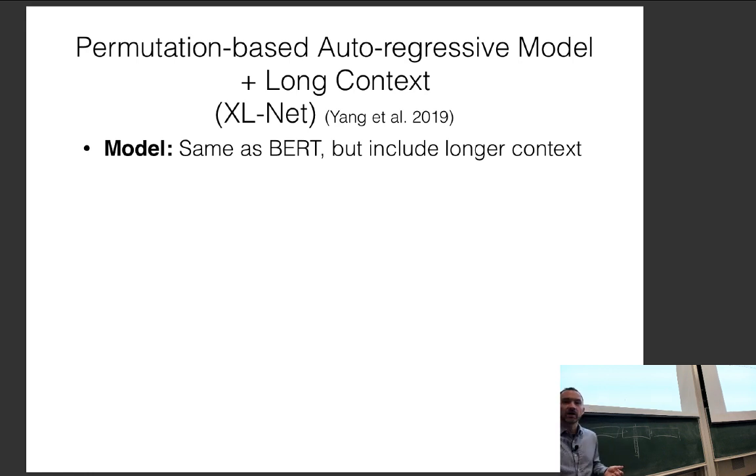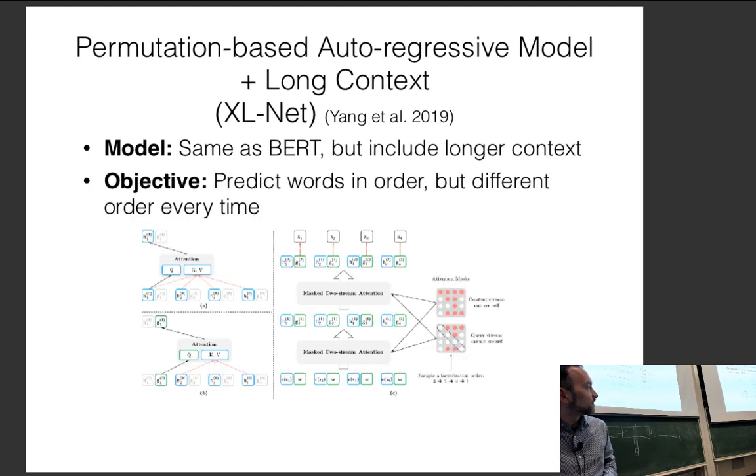So this is called Transformer XL. This was used in a language model, but it's also used in XLNet. One difference is that they predict words in order. So this is an autoregressive model. It's not like BERT. You're actually predicting the words one at a time in order. The only difference is that you're predicting them in a different order every time. So basically the idea is instead of predicting them from left to right, you randomly sample an order that you want to do prediction in, and then you predict the words in that randomly sampled order.